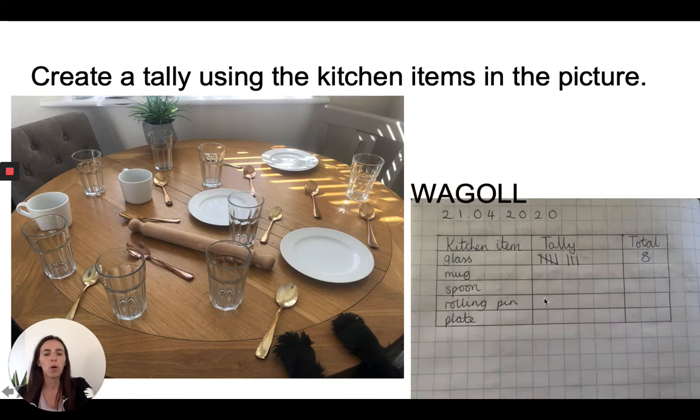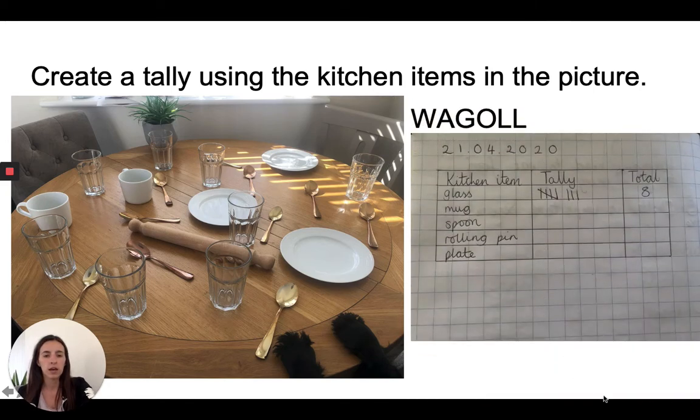Looking at what a good one looks like, I've written today's date and then I've listed in the first column the kitchen items. Looking at the picture, we've got glass, mug, spoon, rolling pin, and a plate. When you've done that, the second column says tally. So using the picture, count how many times that item appears.